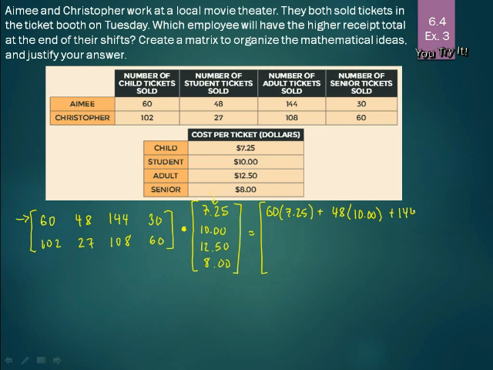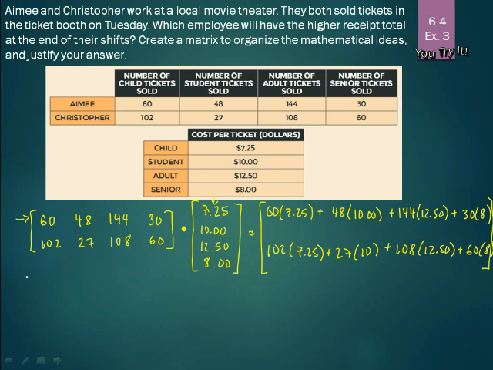We'd multiply 144 by 12.50 and 30 times 8. And I'll just leave off the 0.00 since we know that's just 8. I'll do that on the next one for 10 as well. And then going on, we can do this now for Christopher's. So 102, and then again times 7.25 plus 27 times 10 plus 108 times 12.50 plus 60 times 8. And now once we add these all together, this will be the total amount of money that they make.